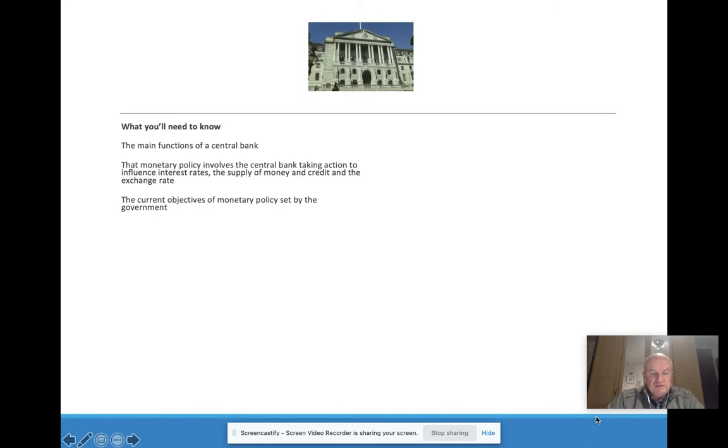We'll also need to understand current objectives of monetary policy and how that's set by the government. And then also the role of the MPC, the Monetary Policy Committee of the Bank of England, and how that uses or tries to use changes in bank rates to achieve the objectives for monetary policy, including in most instances this government target rate of inflation, which is also a shared target with the Bank of England.